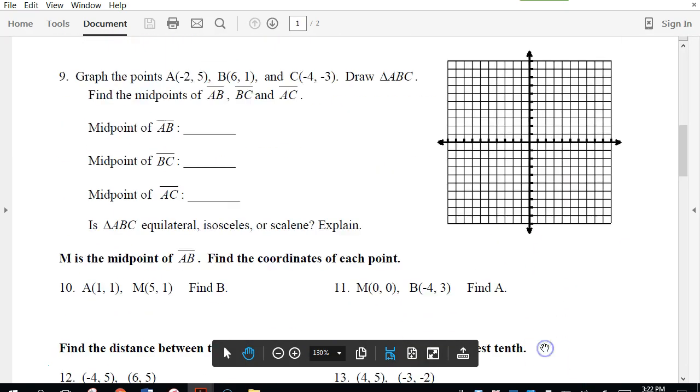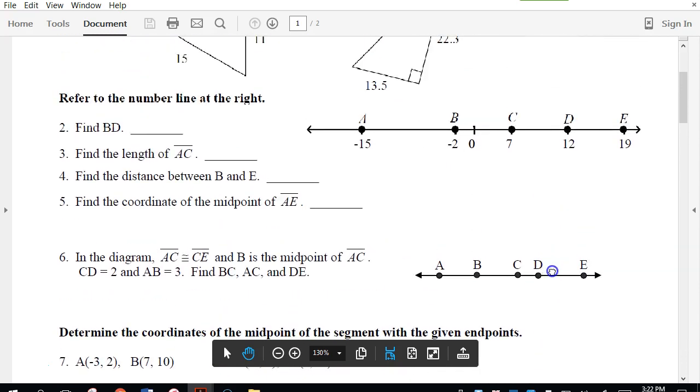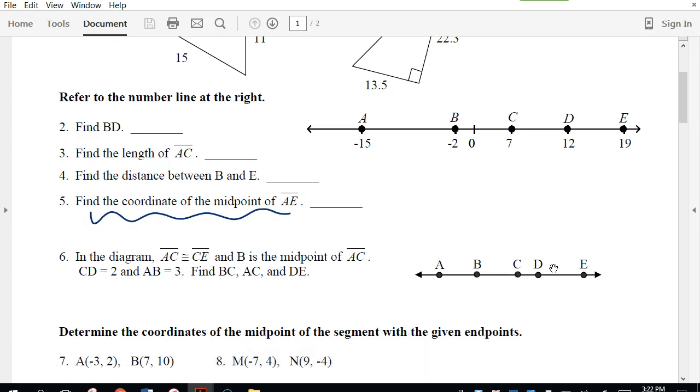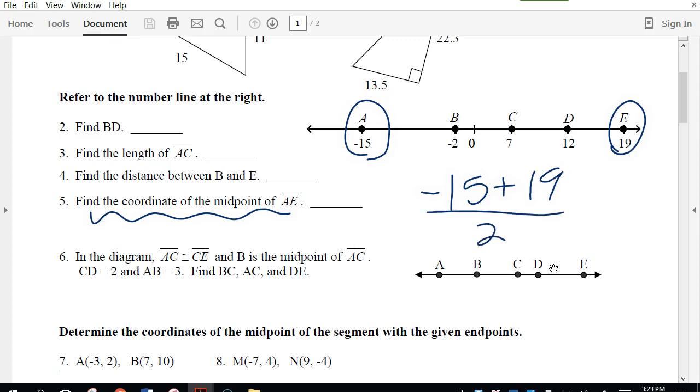Five. Okay, midpoint. Oh, good. This one's just like the one I went over on the partner quiz. To find the midpoint, that point that is in the exact middle of these two numbers, you literally add the two numbers up and divide by 2. Midpoint is kind of like finding an average or a mean. If you want to find the average of 3 numbers, you add them up and divide by 3. If you want to find the average of 2 numbers, you add them up and divide by 2.